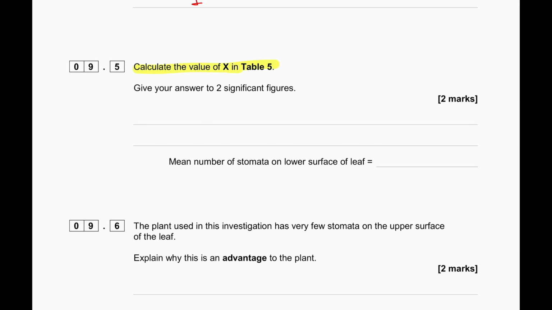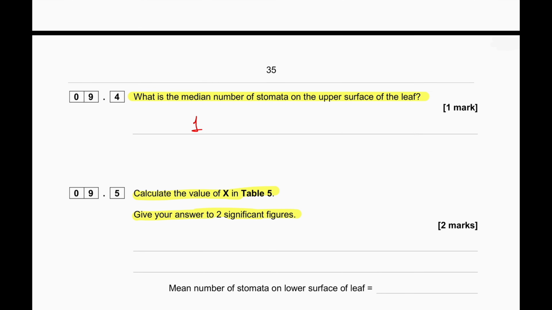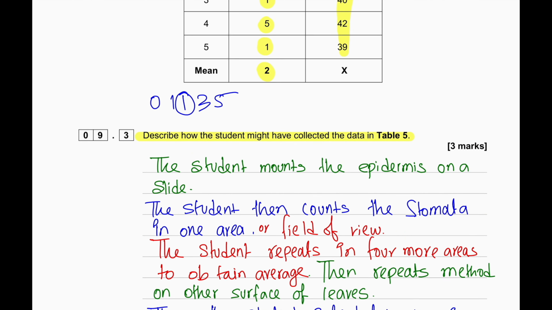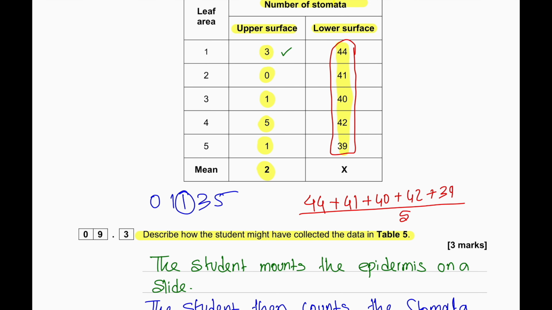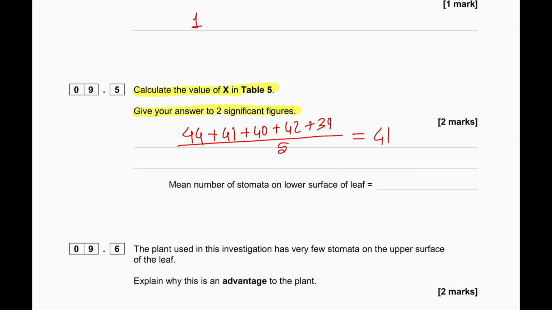Calculate the value of x in table 5. Give your answer to two significant figures. To calculate the value of x in table 5, we may need to reject any anomalous result. However, in this data, we do not see any anomalous result. So we will do 44 plus 41 plus 40 plus 42 plus 39, and then we will divide by the number of samples. The answer is 41.2. However, we have to give the answer in two significant figures, so the answer will be 41.